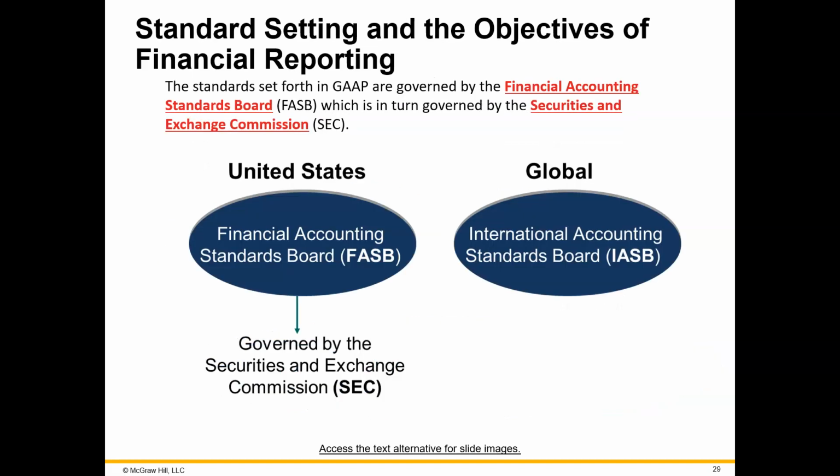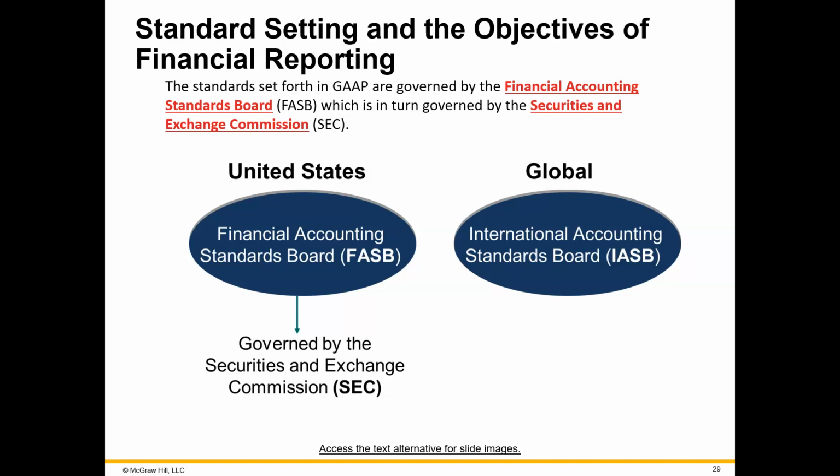So, standard setting and the objectives of financial reporting. Standards for GAAP are set by the Financial Accounting Standards Board, which we pronounce FASB. I told you guys we love acronyms in accounting. This is just another one. We are just getting started, believe me. So FASB, the Financial Accounting Standards Board, are who set the standards for GAAP. FASB is then governed by the Securities and Exchange Commission, or the SEC.